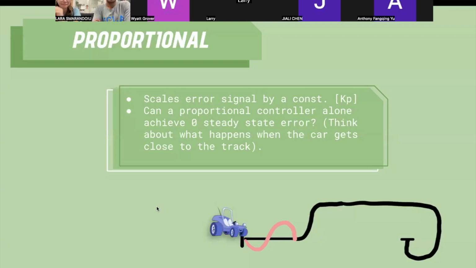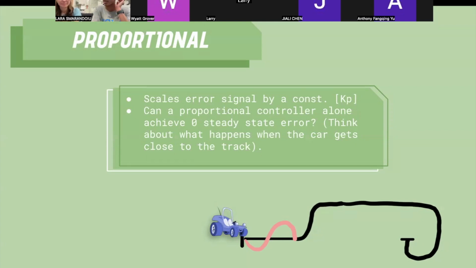Now, one question that we have to ask ourselves with the proportional controller is, is it possible to achieve zero steady state error? What that means is that in the long run, if you let this car go and you start it off slightly to the right of the track, will it eventually settle and be exactly on the track? Okay, the answer is no, not in most cases.